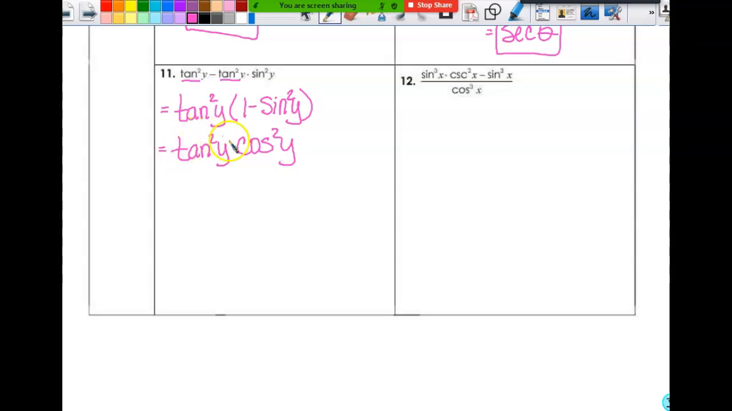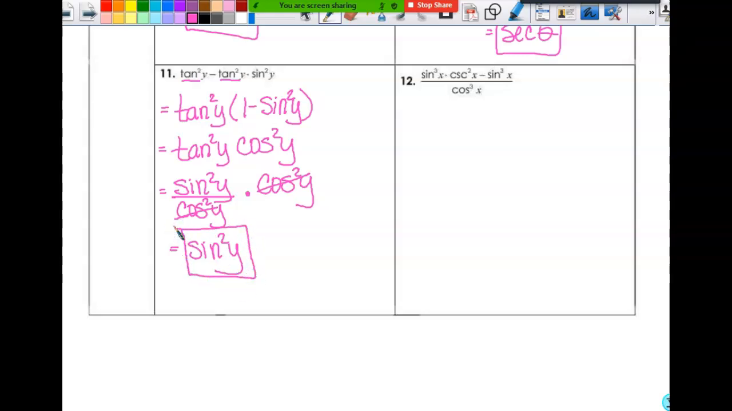Instead, I can change tangent into a sine over cosine thing. So this can be sine squared y over cosine squared y times cosine squared y. Then these will just cancel out, and I'm left with sine squared y. What questions do you have? Okay.